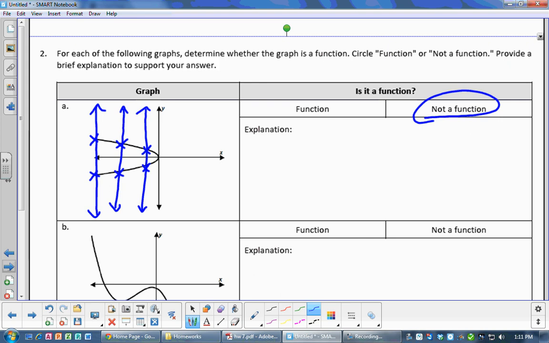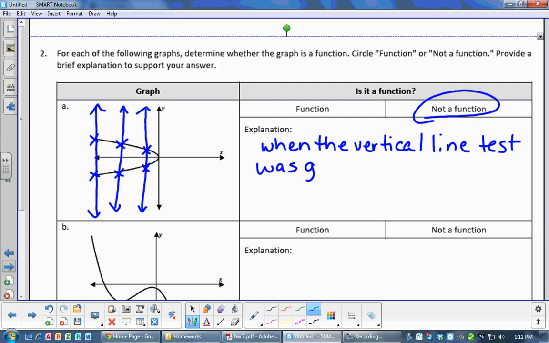Reason being, when the vertical line test was given, we crossed two x values.